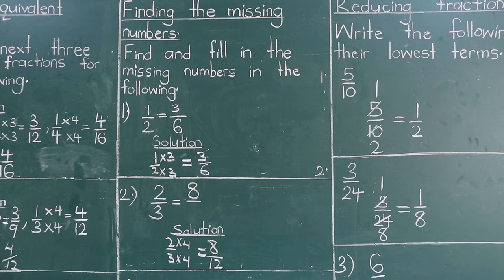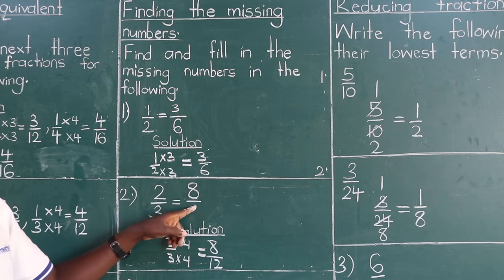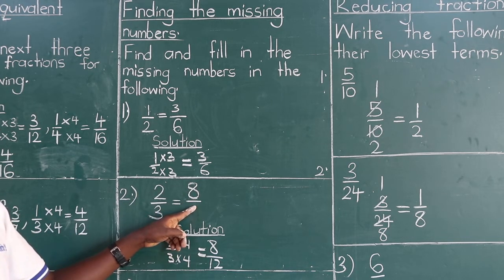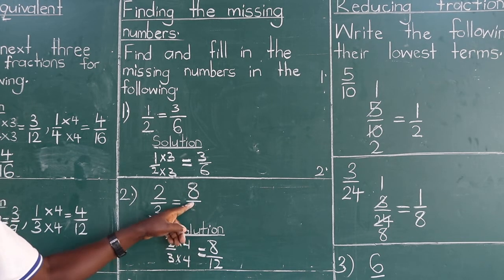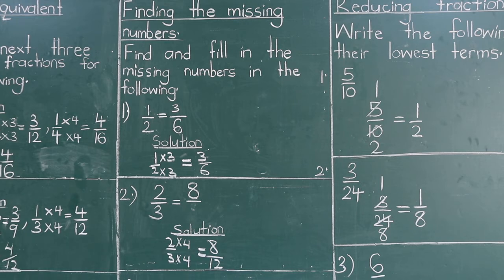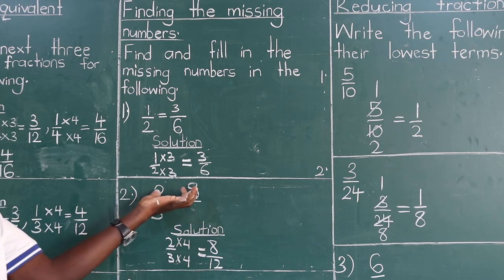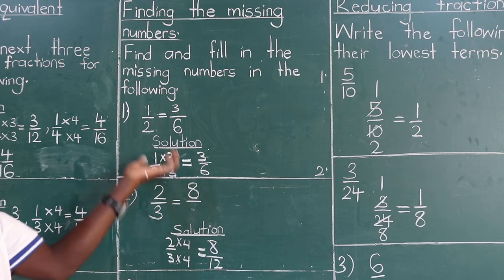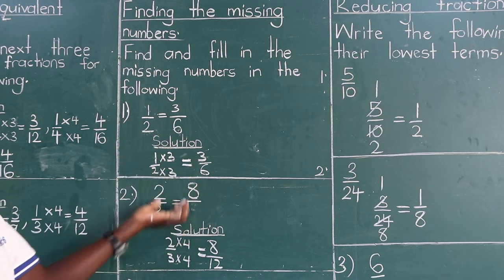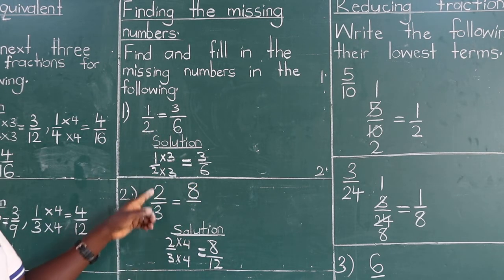So then you go to example number 2. Fill in the missing number. That's 2 out of 3 is equal to 8 out of the number hidden here. Now, what should I do? I look at the filled numbers. This time the upper numbers, called numerators, have been given, while here the denominators are hidden.